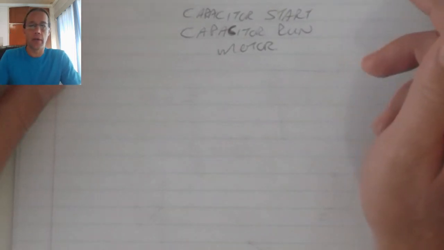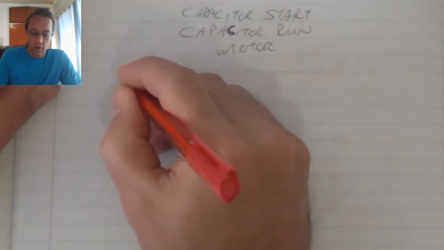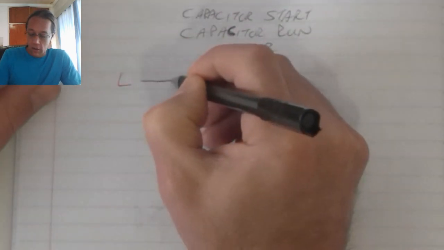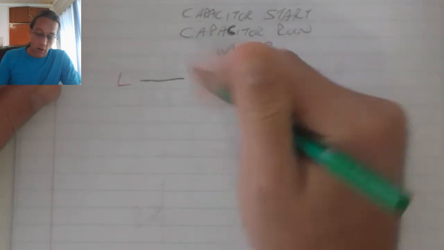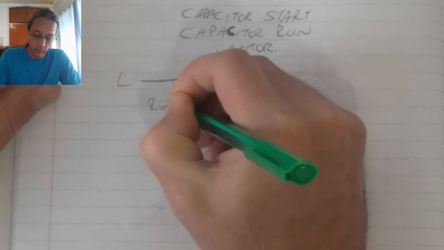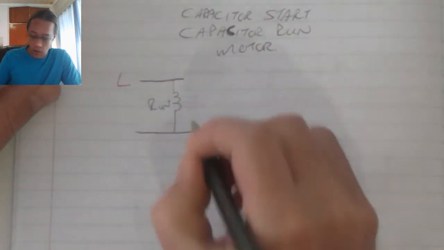The capacitor start, capacitor run motor is very similar to the capacitor start, whereby we've got live connected, and live connects to my running coil, which then connects to neutral.